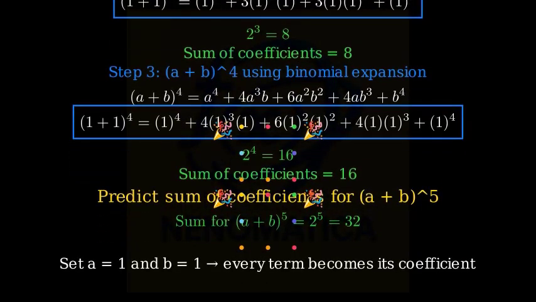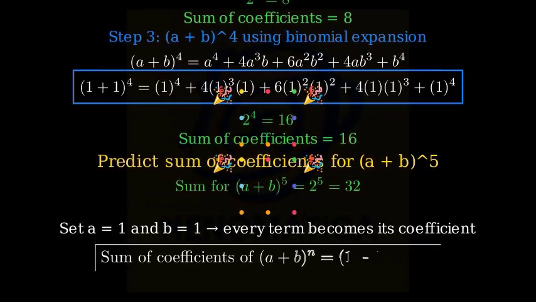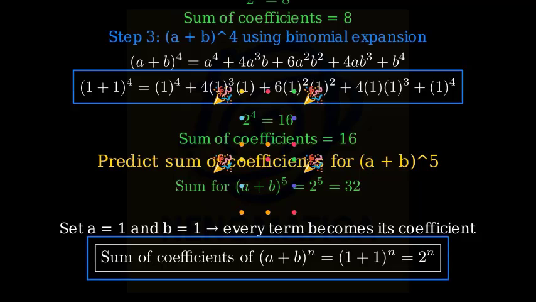When you expand (a + b)^n, each term has some coefficient in front of a power of a and b. Setting a equals 1 and b equals 1 turns every a power and b power into 1, so all terms become just their coefficients added together. Therefore, the sum of coefficients for (a + b)^n equals 2^n.